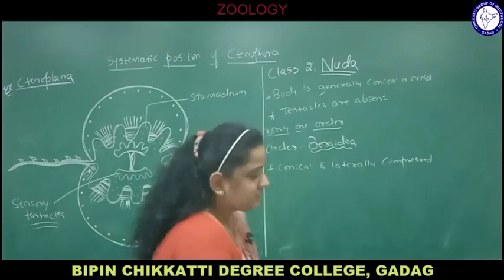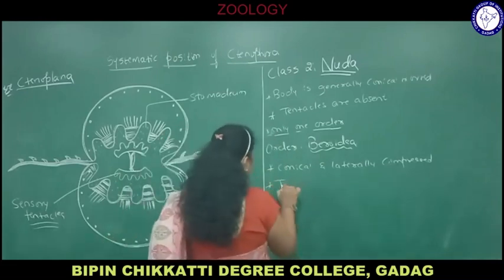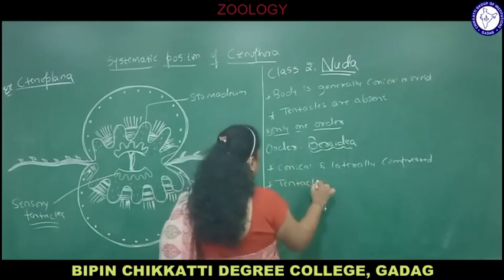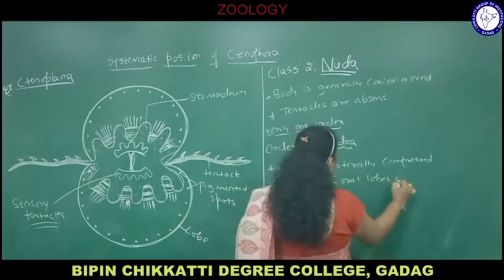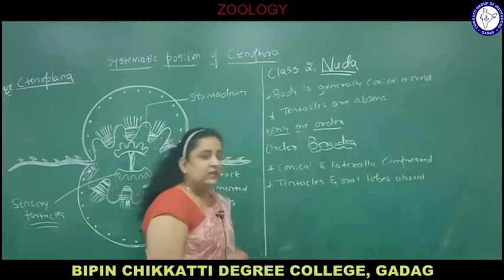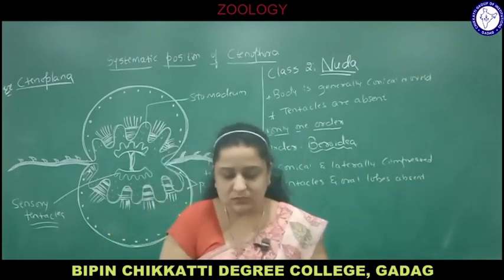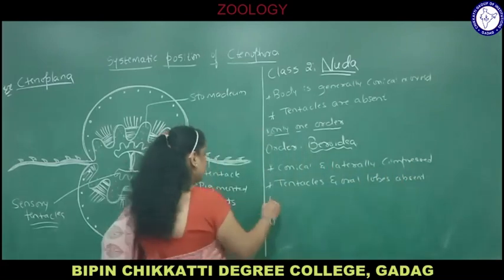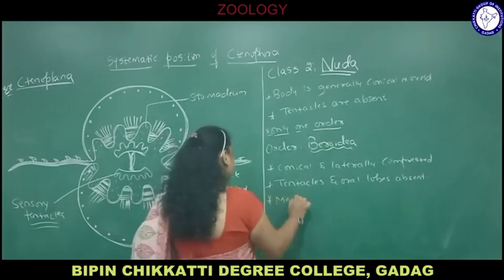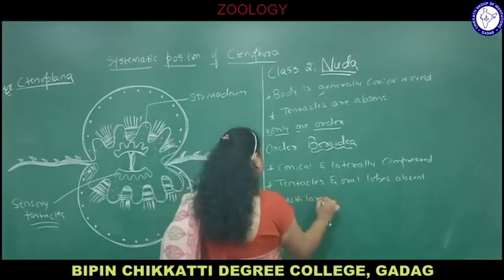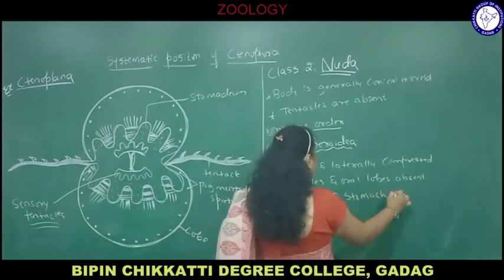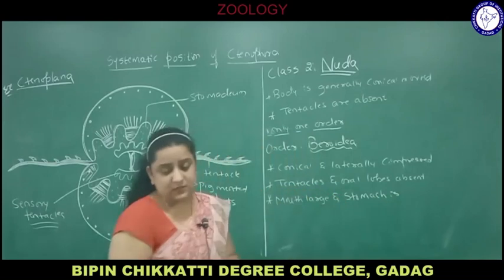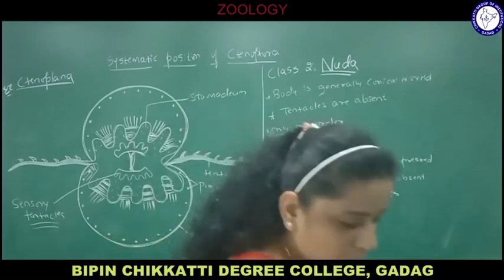Tentacles and oral lobes are absent. Oral means mouth. There are no lobes in the oral region, and even tentacles are also absent. Mouth is large and a muscular stomach is present. The stomach is voluminous, meaning the stomach is large in size, so we call it voluminous.